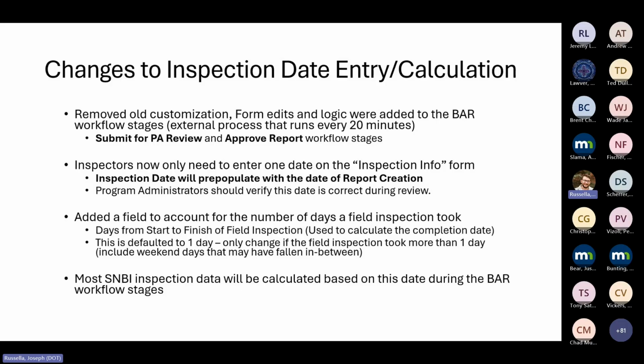And it's used to calculate the completion date for a routine inspection. So during the validation, we know the begin date, and then we look at this field and use it to calculate the complete date, add those number of days. This is always defaulted to 1 day, so you don't have to touch it if you began and finished your inspection within the same day.